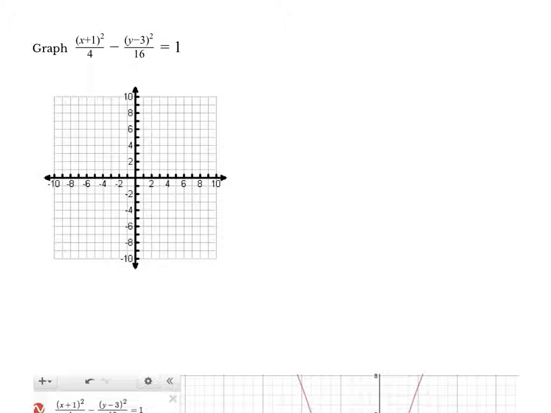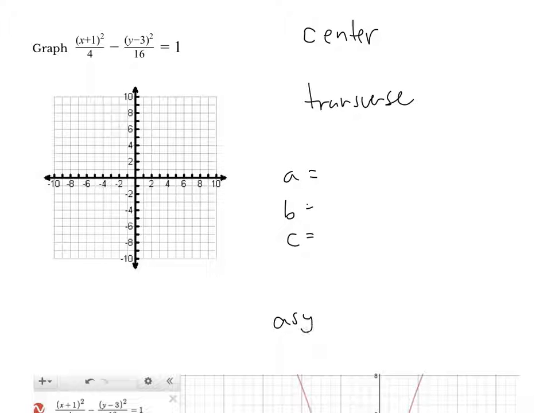Okay, let's look at our last problem. This is about graphing a problem. So what I want to do is first tell what the center is. I want to know what the transverse axis is. And then I want to know what A, B, and C are. And then I'll find my asymptotes.